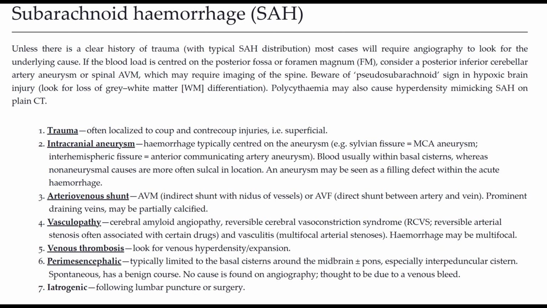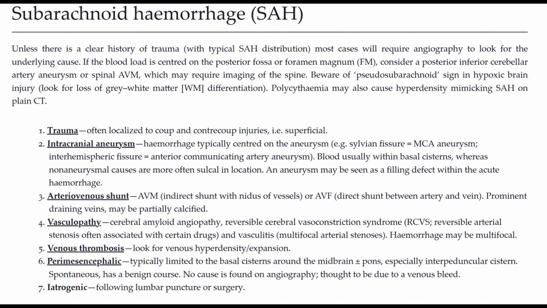Let's go through subarachnoid hemorrhage, a classic FRCR 2B topic that's all about recognizing patterns and thinking about the underlying cause. When you see blood in the subarachnoid space, your first question should always be, is this traumatic or spontaneous? If there's no clear trauma history, angiography is usually needed to find the cause.